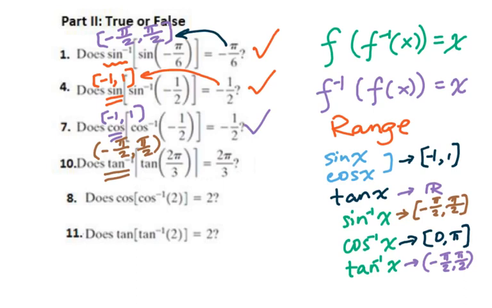For number 10, the range for inverse tangent, that's from negative pi over 2 to pi over 2. Then 2 pi over 3, let's go to the second quadrant. It's not in this range. That's why it's false. For number 8, you know the range for cosine is from negative 1 to 1. 2 is not in this range, so that's false. For number 11, range for tangent is all real numbers. That means this is definitely true.